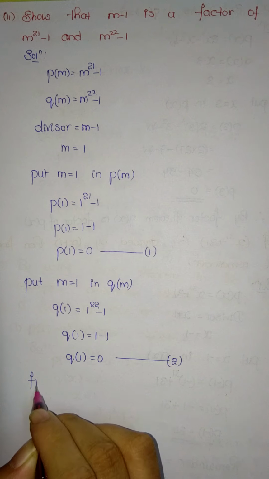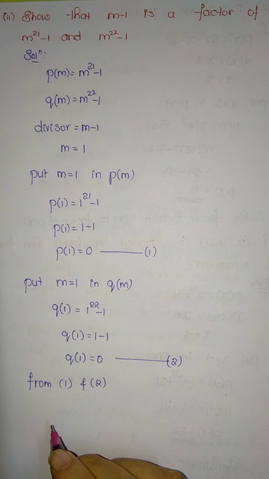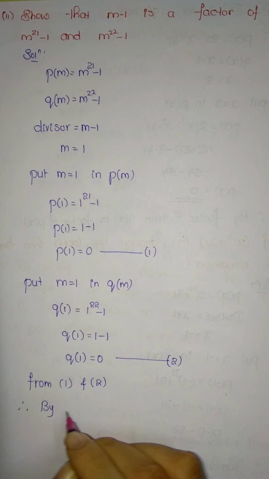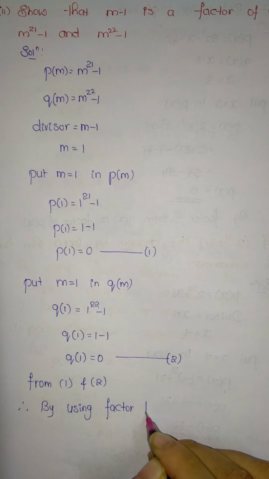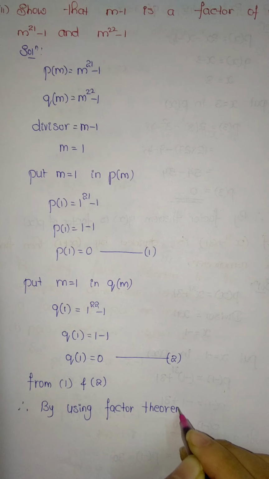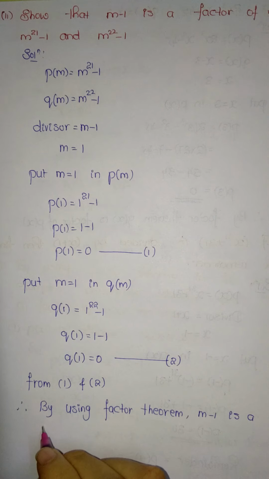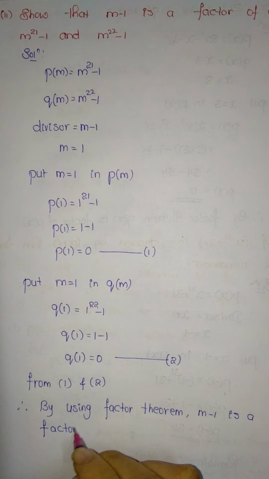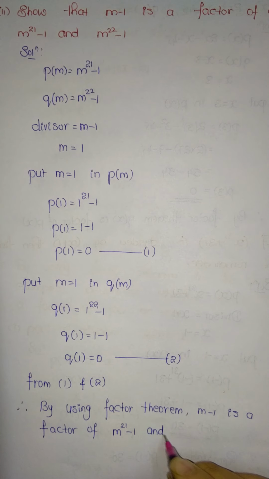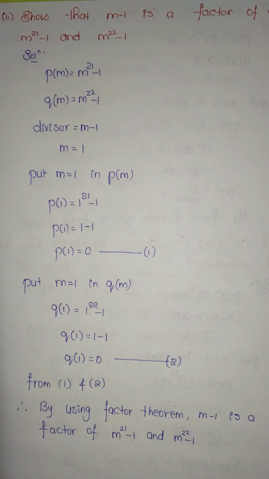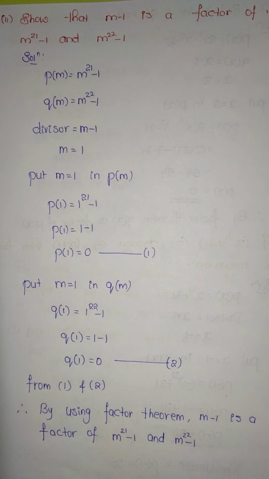So from 1 and 2, therefore by using factor theorem, m minus 1 is a factor of m to the power 21 minus 1 and m to the power 22 minus 1. दोनों के लिए फैक्टर है क्योंकि दोनों में उसका वैल्यू क्या आया है? 0. So that's why. So it completes our question number 11. Next move on to the question number 12.